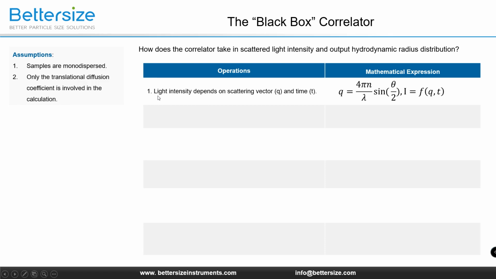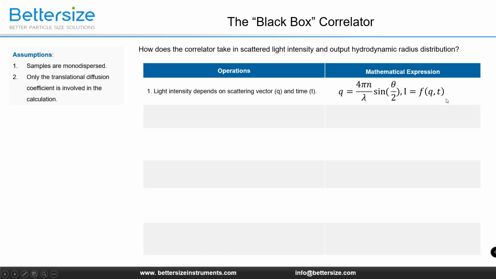First, we must realize that the light intensity depends on the scattering vector, q, and time t. q can be calculated as 4πn over λ times the sine of θ over 2. In this equation, n is the refractive index of the medium, λ is the wavelength of the incident light in vacuum, and θ is the detection angle. Therefore, if values of all three parameters are known in a single angle scattering setup, the scattering vector q will be a known constant.